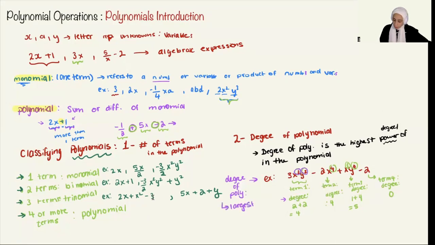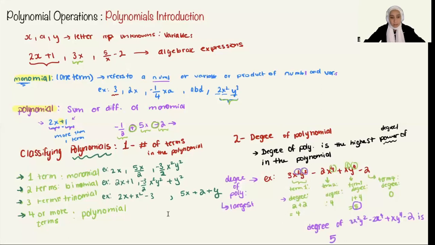Okay, so which one is the largest? Well, it's 5. So the degree of this polynomial, 3x squared y squared minus 2x^4 plus xy^4 minus 2, is basically 5. Okay, so that's all you do. You go through term by term, and you say, what is the degree of each term? And now that I know the degree of each term, I ask, what is the degree of the entire polynomial? I just choose the largest degree I found.